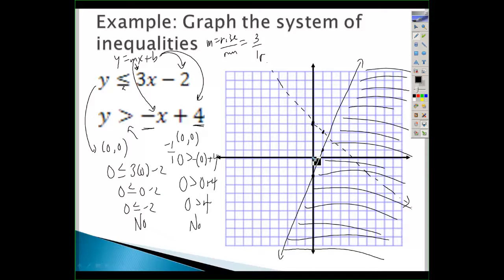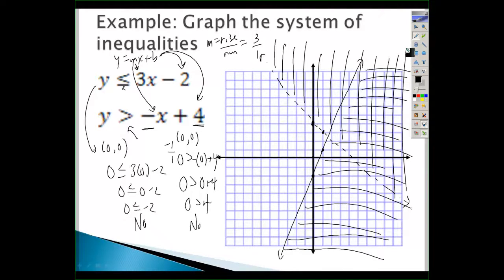I know that this other side must be the solution. So I'm going to go ahead and shade this side with vertical lines. And as you can see, we're starting to make a checkerboard here. I'm going to go ahead and label inside this little part my solution. Okay, so make sure you do label your solution. Okay, there's a little example of how to graph a linear inequality system with no absolute values.